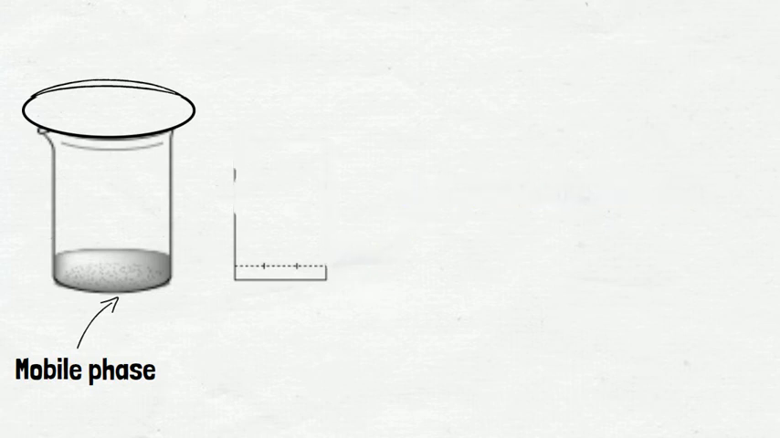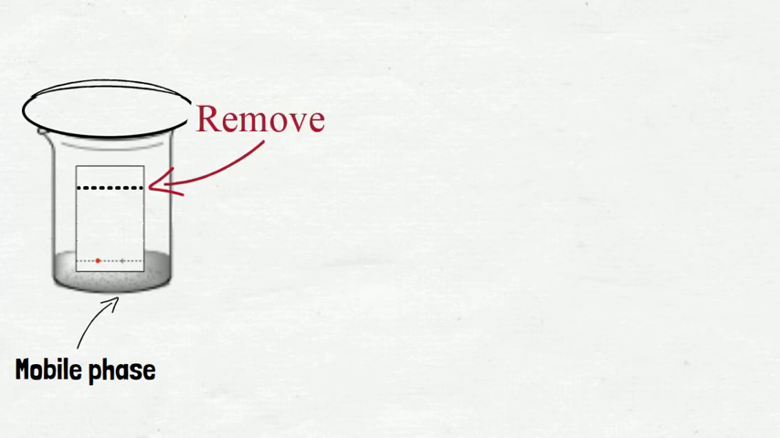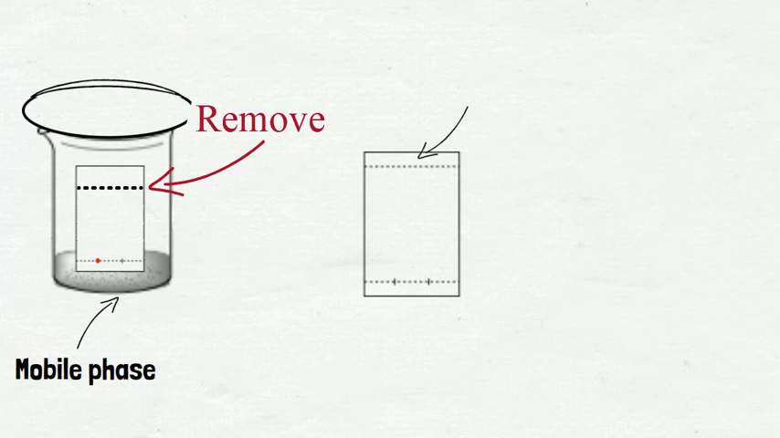Next, use a capillary tube to spot a small amount of reaction mixture right here on the line. Put the plate into the beaker and put a watch glass on top of the beaker. The solvent will rise up the plate due to capillary action. As the solvent moves, the reaction mixture will also move up. Once the solvent reaches almost the top, remove the plate and use a pencil to draw a line right here. The distance that the solvent has traveled is called the solvent front. Always remove the plate before the solvent reaches the top of the plate.